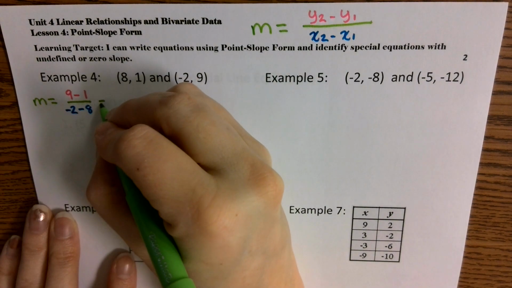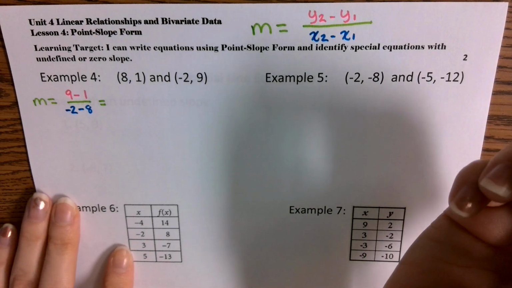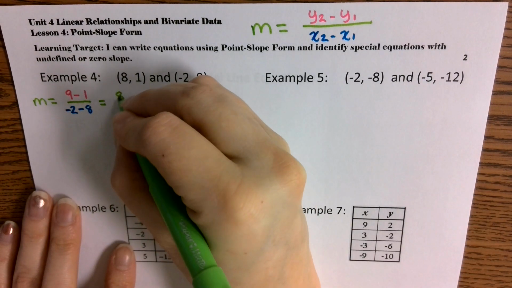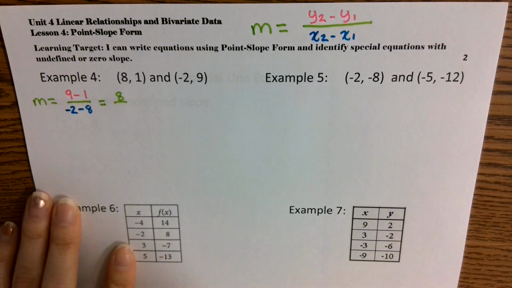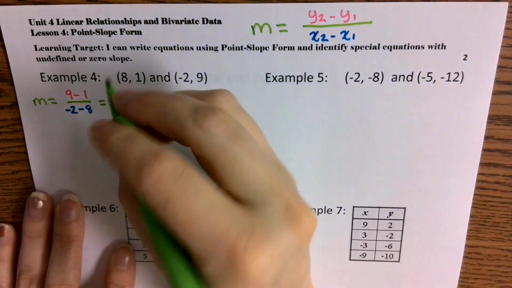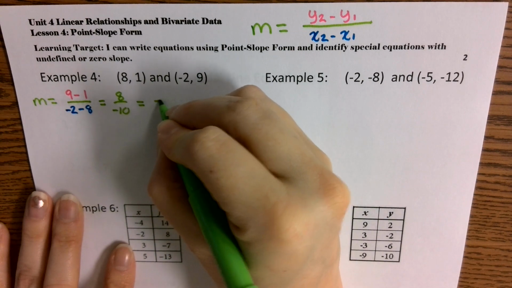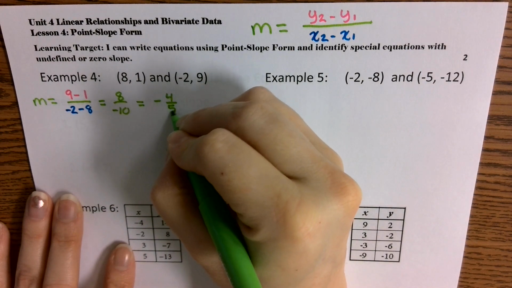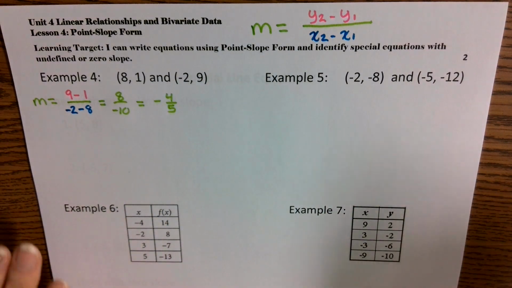What's 9 minus 1? 8. What's negative 2 minus 8? Negative 10. So we get 8 over negative 10. 8 over negative 10 simplifies to negative 4/5. So there's our slope. Our slope is negative 4/5.